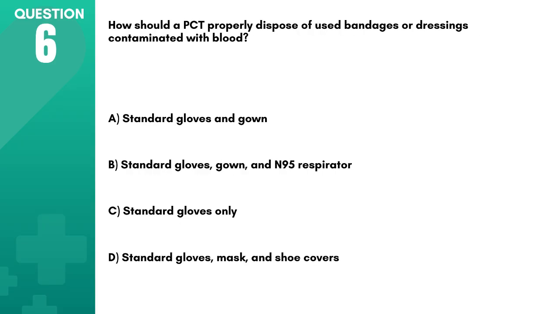Question 6. How should a PCT properly dispose of used bandages or dressings contaminated with blood? A. Flush them down the toilet. B. Place them in the regular trash bin. C. Dispose of them in a biohazard waste container. D. Rinse them thoroughly before discarding.